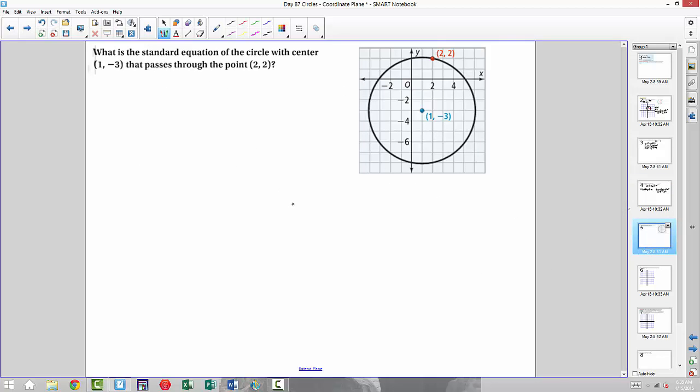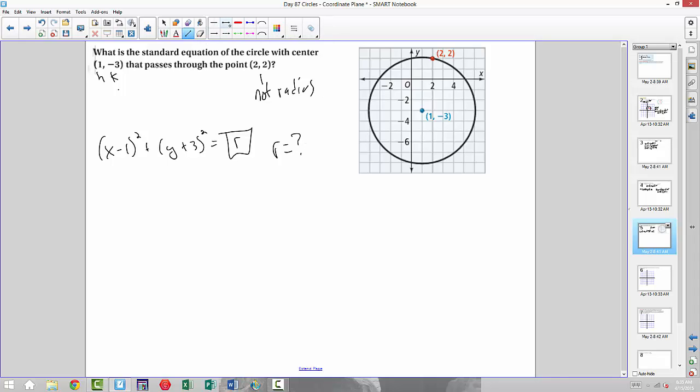And it's not going to get that easy because you may not always have the radius given. So here's an example. I want the standard equation of a circle with center (1, negative 3) that passes through the point (2, 2). This is not your radius. So my equation, I have my h, k, so I already know it's (x minus 1) squared plus (y plus 3) squared equals r squared. Okay, r is unknown.